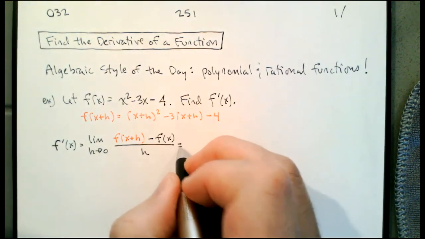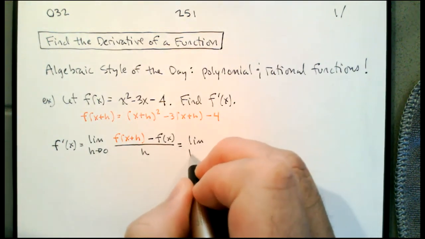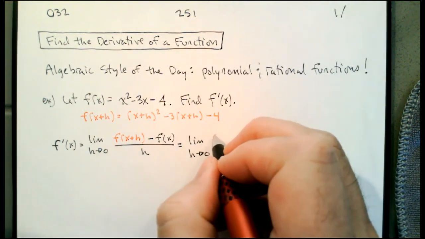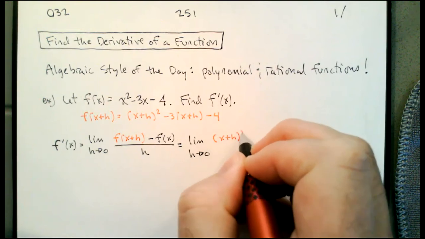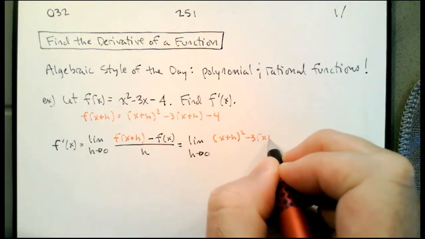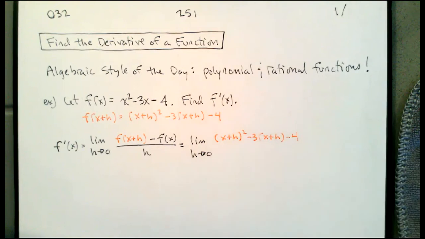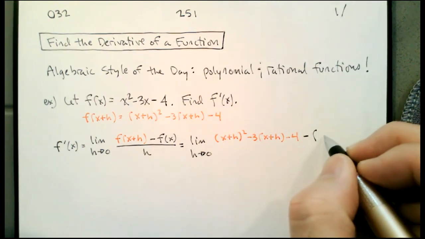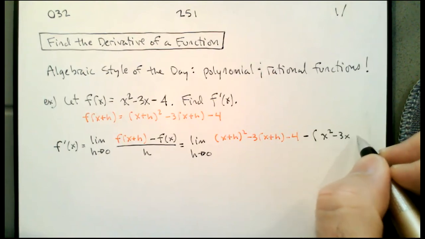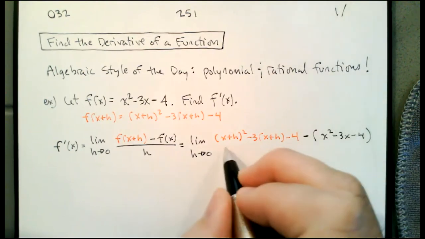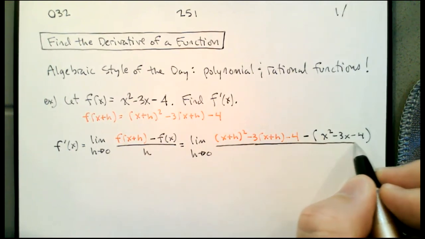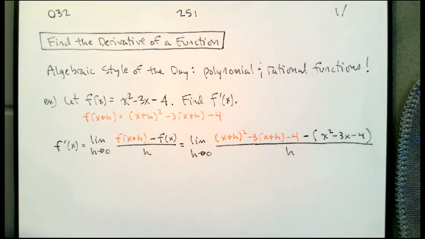Let's just plug in the function that we have. So we've got the limit as h goes to 0. F of x plus h is x plus h squared minus 3 times x plus h minus 4 minus f of x. And f of x is x squared minus 3x minus 4. So f of x needs to be in parentheses because f of x has multiple terms, and I want to make sure I'm subtracting all of the terms. That requires parentheses.